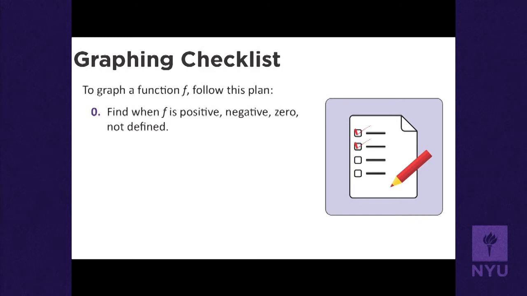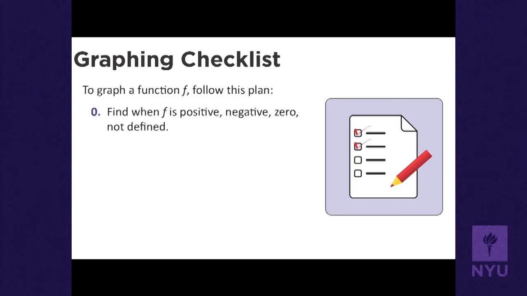So find out when the function is positive or negative or 0 or not defined. Sometimes you can do this very easily. You can always find its y-intercept by plugging in x equals 0. You can many times find its x-intercepts, the places where it crosses the x-axis, by solving for the equation f of x equals 0.